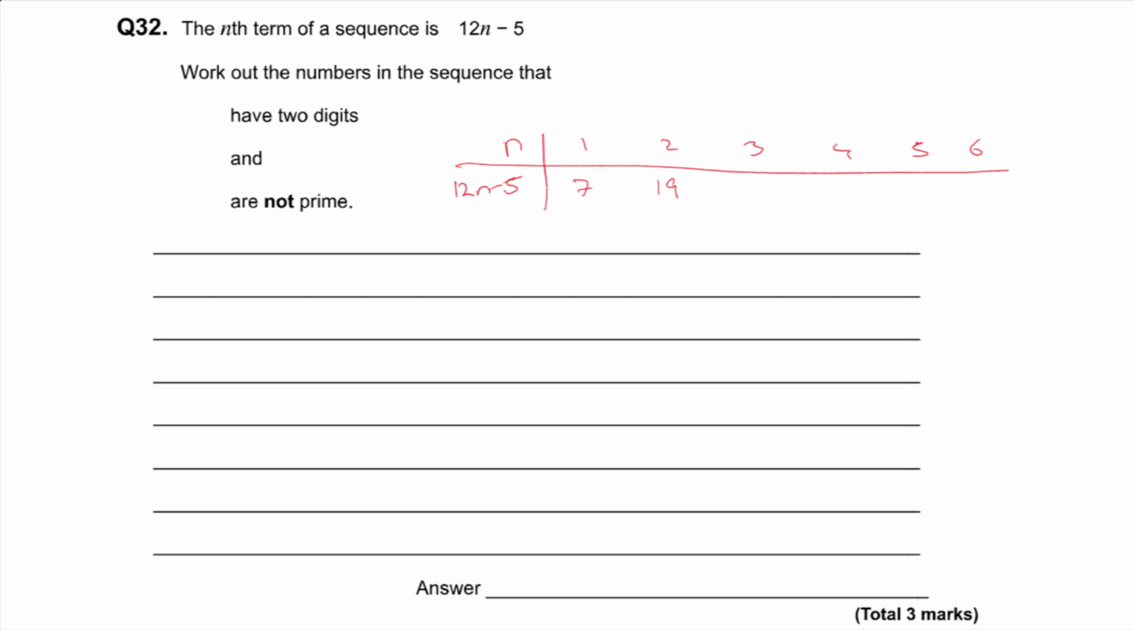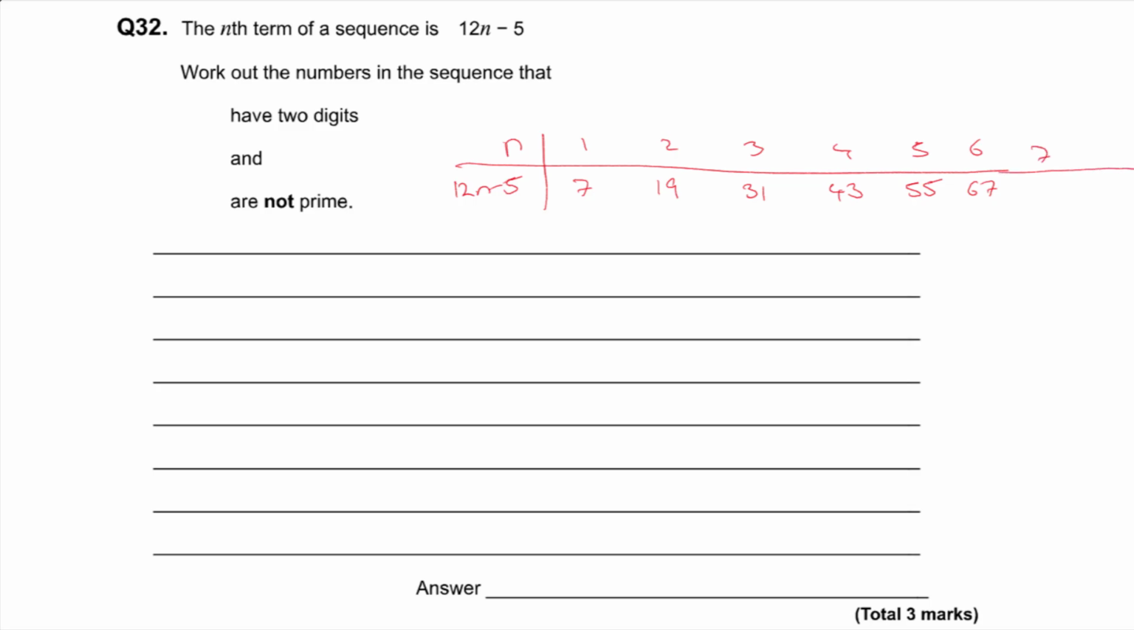When n is 3, 12 times 3 is 36, take away 5 is 31. When n is 4, 12 4s are 48, take away 5 is 43. And 5 12s are 60, take away 5 is 55. 6 12s are 72, take away 5 is 67. So what am I trying to do? I'm trying to find numbers that have 2 digits and are not prime. Better go up a bit higher because I might have some more beyond there.